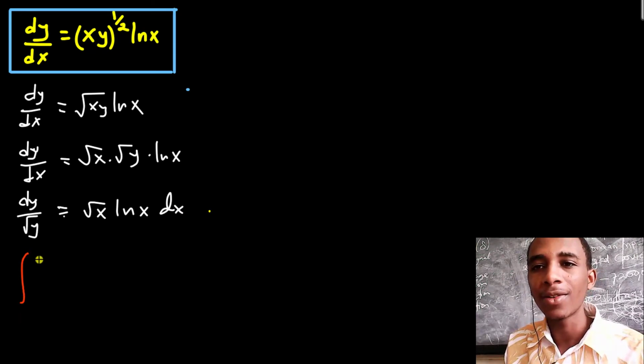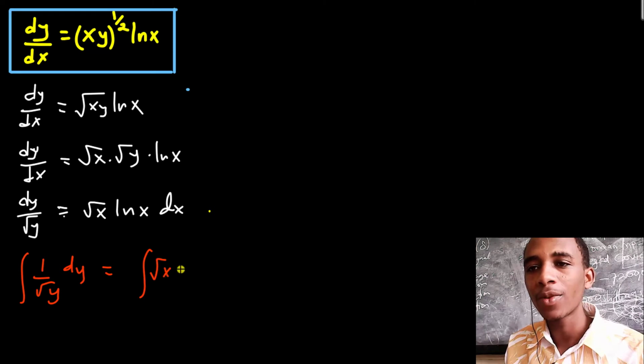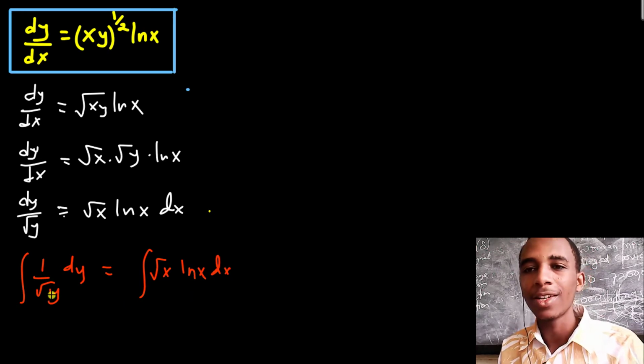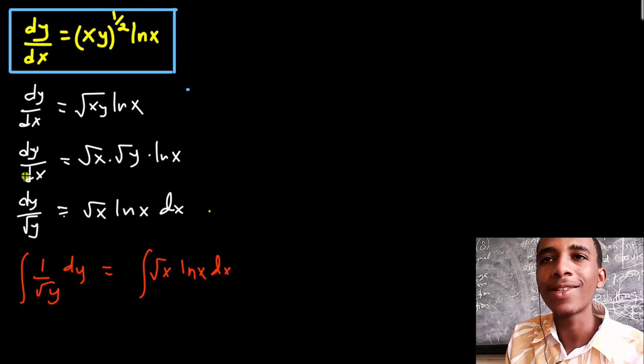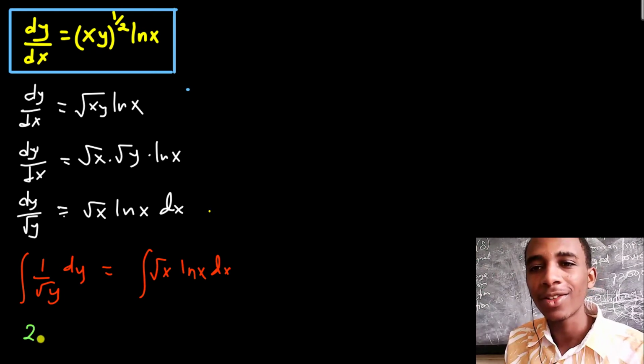So the integral of 1 over square root of y dy equals the integral of square root of x times the natural log of x dx. Now of course the integral of 1 over root y is an easier one. Just show you here. So this is 2 root y.